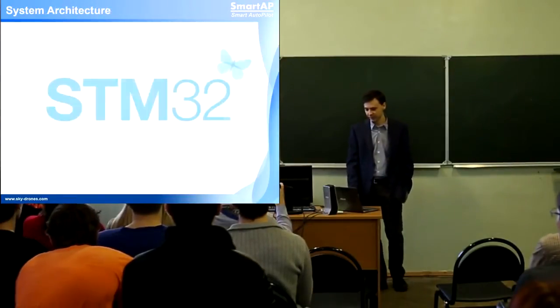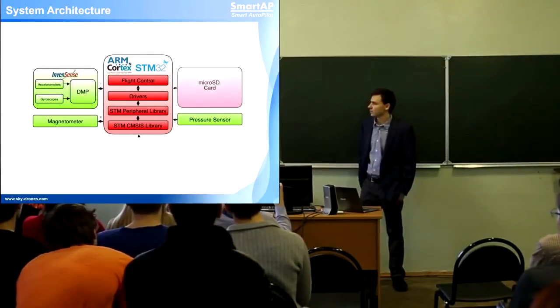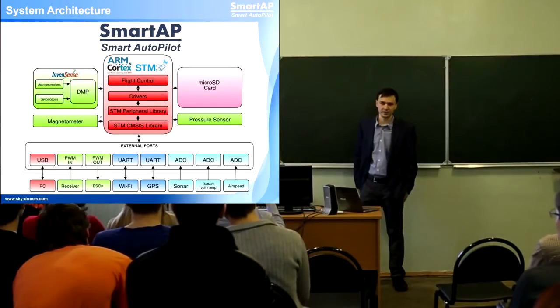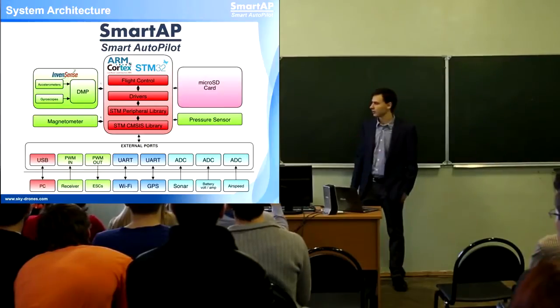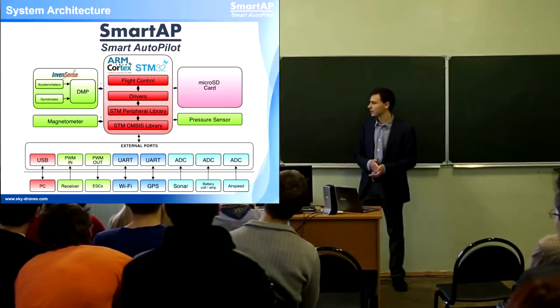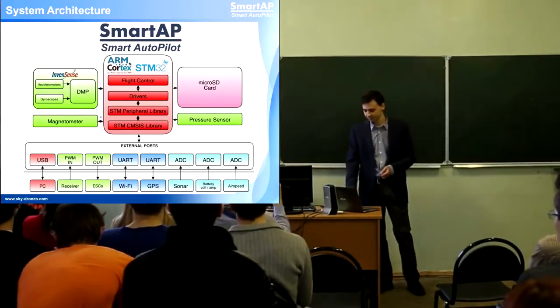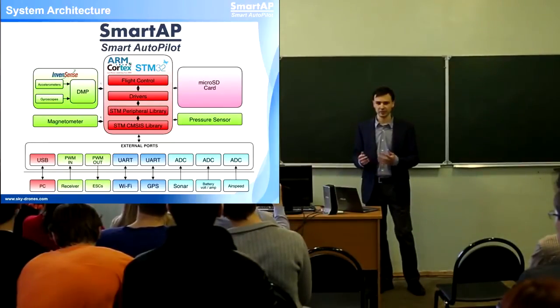So the system architecture is based on our microcontroller, STM32, and it has accelerometers, gyroscopes, magnetometers, pressure sensors. This is required to estimate the orientation of the vehicle in space and also to determine the location of the vehicle. The software stack is divided into 4 layers. The lowest one are libraries from microcontroller, and the top layer is the flight control system algorithms. Also, we have some peripheral external ports to connect different devices.